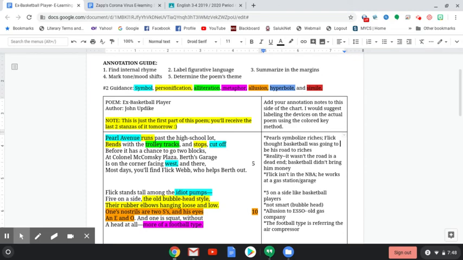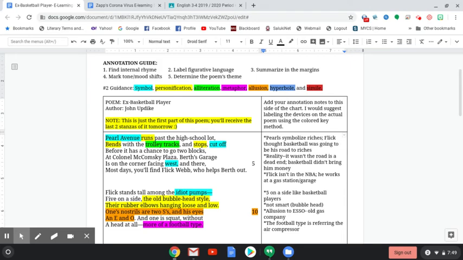Okay, so again, keep the title of this poem in mind. This person used to be a basketball player, ex-basketball player. So let's look at some of the devices I see. Pearl Avenue is the street name. This is a symbolic name, right? They didn't name it West Boulevard, or Carlisle Avenue. Pearl Avenue is this luxurious name. Consider why he named it that.